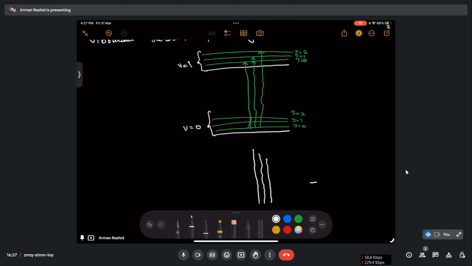However, a transition can also happen from j equal to 1 to j equal to 0, so you should see another transition at lower frequency. Another transition can happen from j equal to 3 to j equal to 1, and you will see another line here. So in vibrational rotational spectroscopy we will have two types of lines: either higher than the fundamental frequency, or lower than the fundamental frequency.